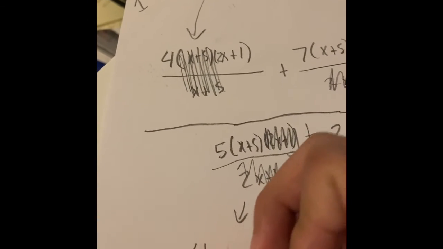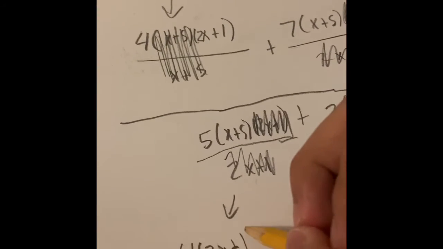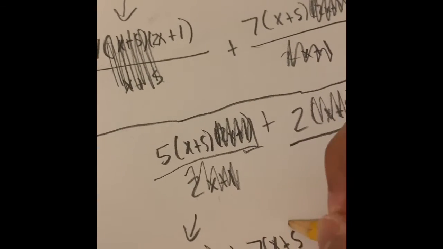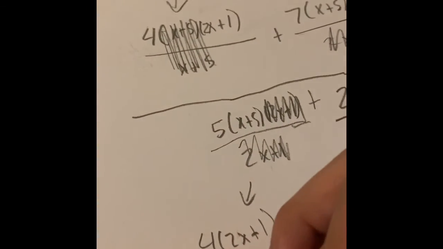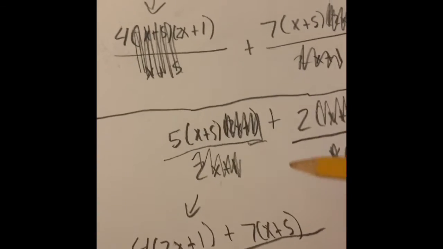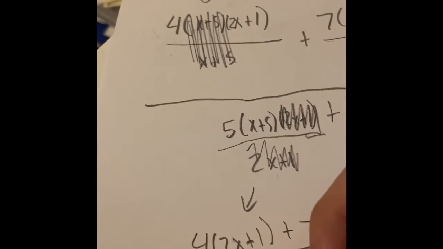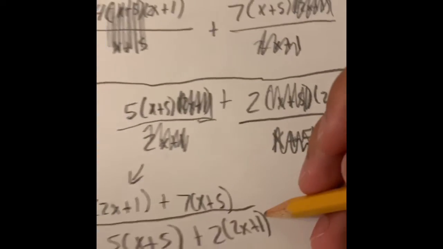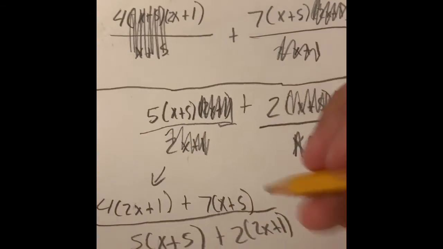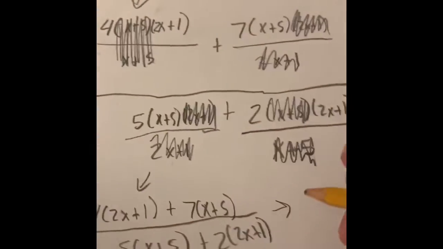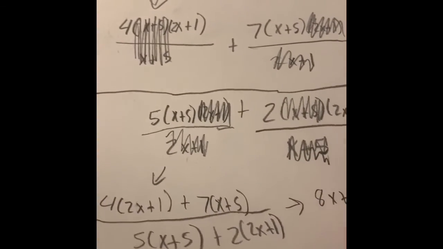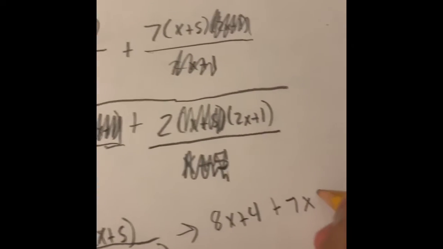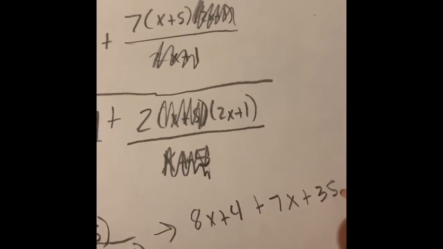Now, 4 times 2x plus 1, see? 7 times x plus 5 over, now it's just one denominator, 5 times x plus 5 plus 2x plus 1. And now that we got this, of course we can simplify even more. The 4 times 2x, 8x plus 4. And now we can get them into like terms. Plus 7x plus 35. You see?